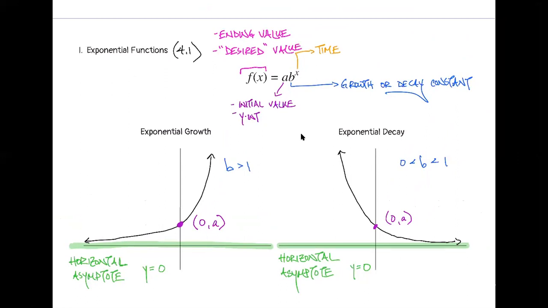Okay, we've got a situation where the equation we want to think about is y equals ab to the x, or f of x equals ab to the x. In our minds, we're splitting it into two different cases. Sometimes it's going to be exponential growth, sometimes it's going to be exponential decay. And the one thing that tells us which one it is is that b value. Okay.